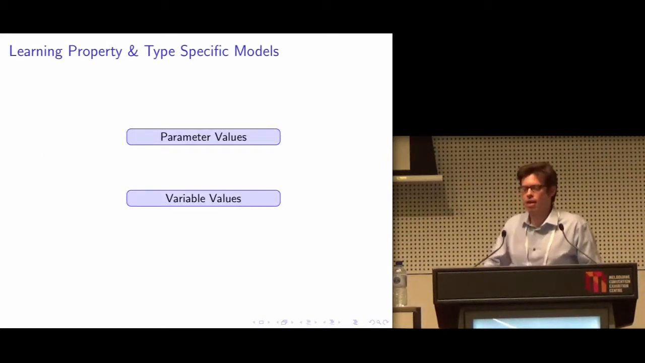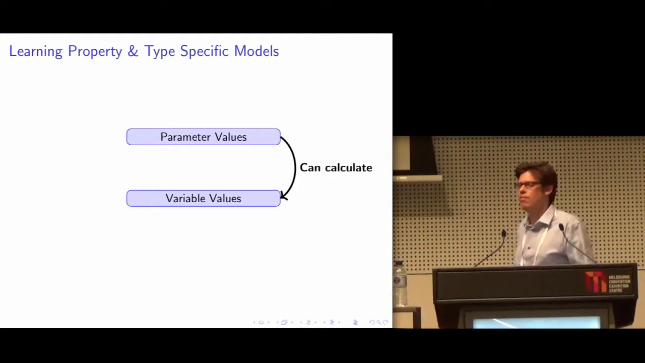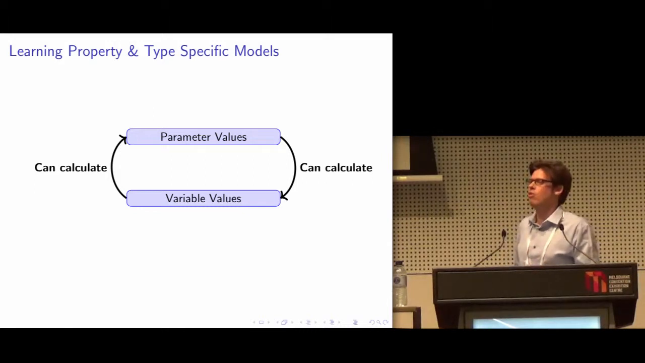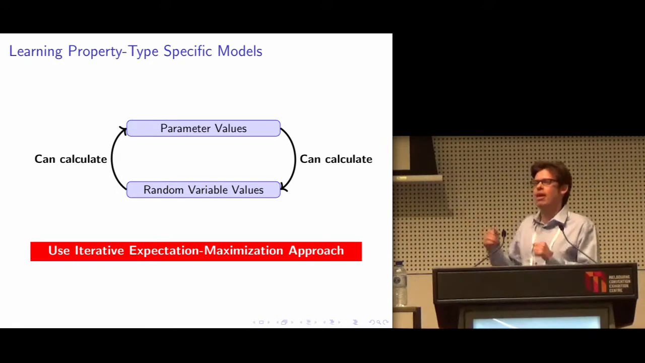So, in total, we have unknown parameter values, and we have random variables that we cannot directly observe. However, if we had the right parameter values, then we could easily calculate the most likely values for the random variables, like the dominant opinion. And on the other side, if we had the right variable values, then we could calculate the most likely parameter values. So there's some cyclic dependency that calls for an iterative algorithm. And this is what we use. We use an iterative expectation maximization approach in which we learn the right parameter values and the right variable values at the same time. And this approach is actually quite efficient, since we were able to derive closed form formulas for the expectation and for the maximization step.